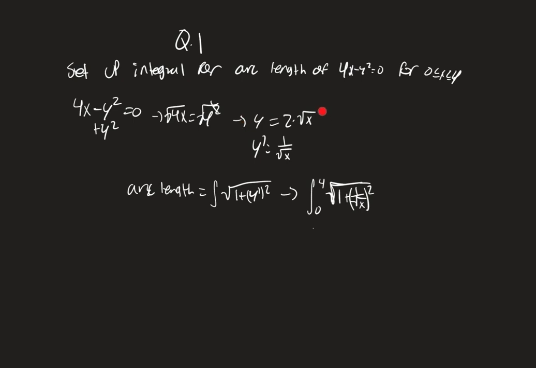So now that we have y, we can find y prime, which is 1 over the square root of x. And we just have to plug it into this equation, and it's evaluated from 0 to 4. So the integral would look like the integral from 0 to 4 of the square root of 1 plus (1 over square root of x) squared.